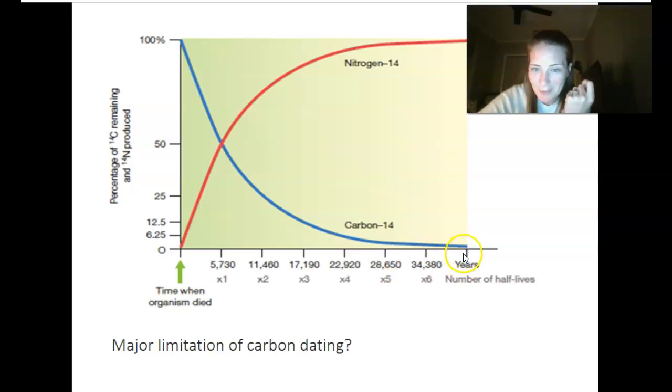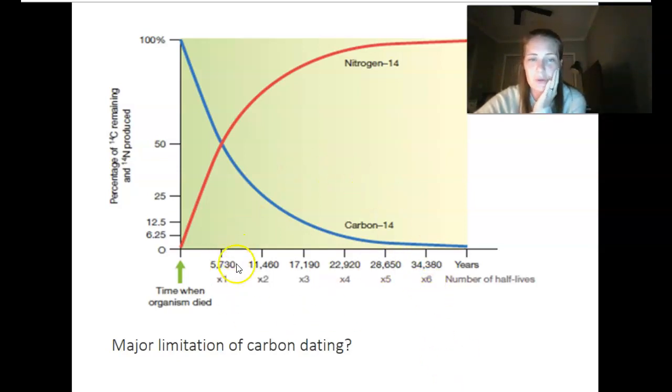This is the big drawback. So as we keep decreasing, because carbon's half-life is quite short compared to some other isotopes that are used, it's depleting at a rapid rate. So the major limitation of carbon dating is that it only is useful up to 50,000 years. So that's a good number to write down. 50,000 years. If a fossil is estimated to be older than 50,000 years, we're not going to be able to use carbon dating to accurately estimate its age.